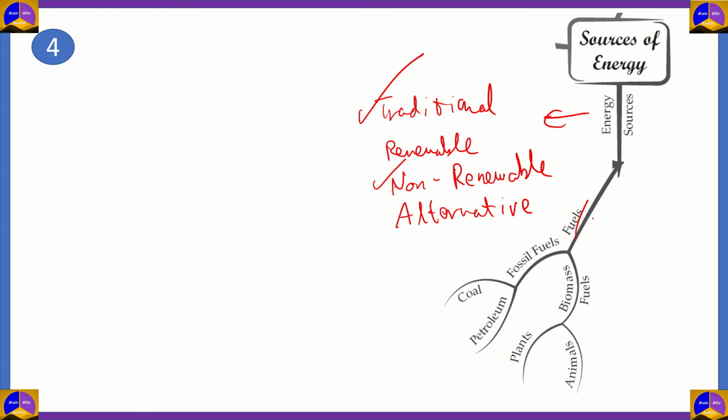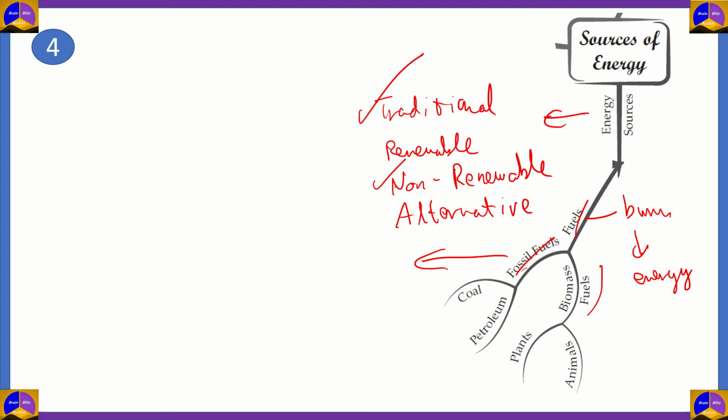So basically, we use fuels to run our machines. So when you burn fuels, you release energy. And depending on the type of machine, you either convert the energy to electrical energy, or you use the same energy and convert it to mechanical energy in order to power things. And we have two types of fuels, basically, fossil fuels and biomass fuels.